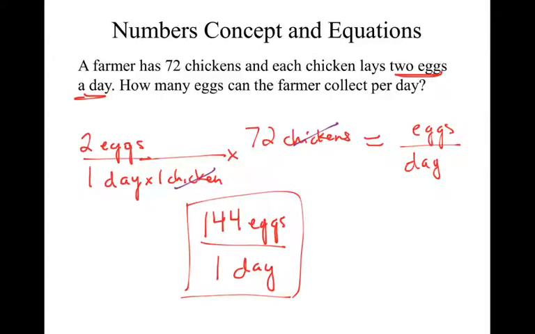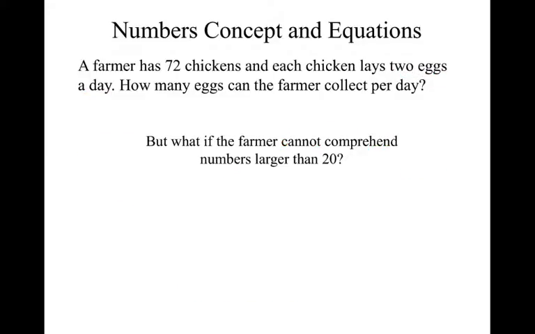Okay, we might say, well, cool, Mike, that wasn't that hard of a question to solve. Okay, but let's add a little bit of a wrinkle to this. What if the farmer can't comprehend numbers larger than 20?